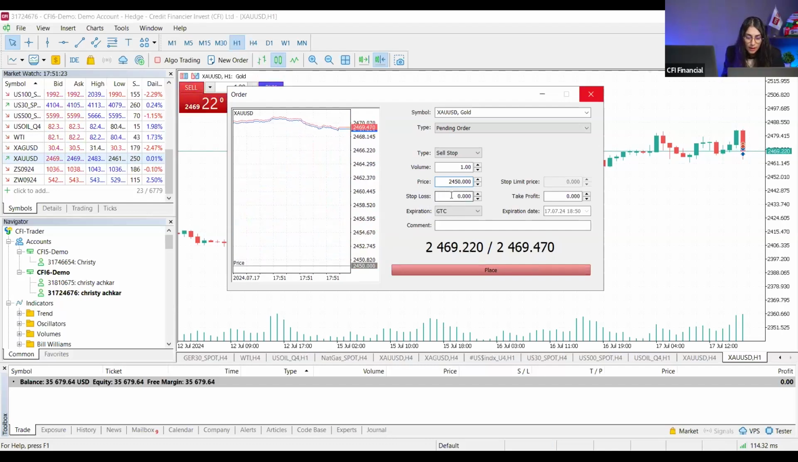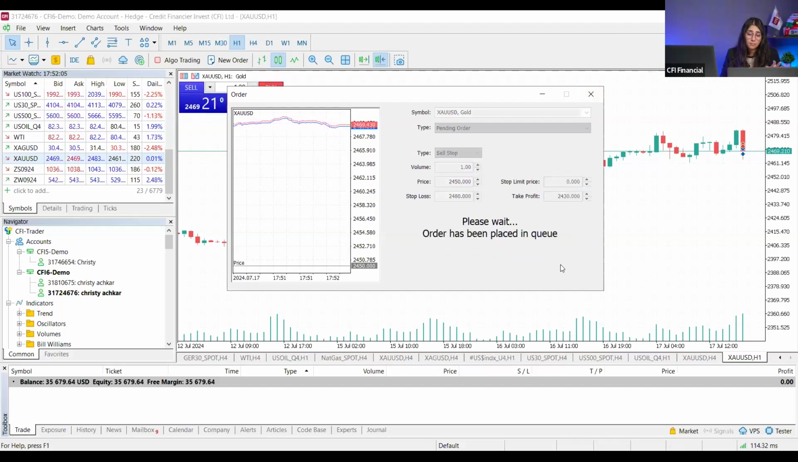Let's say I want my price to be at 2,550. For pending orders, you need to type in your stop loss and your take profit. So I would type in my stop loss. Since I'm selling, my stop loss is going to be higher than the price that I'm entering. So let's say my stop loss is at 80, and my take profit is at, just giving an example. Once you've included all your information, you make sure of it, and then you press place.